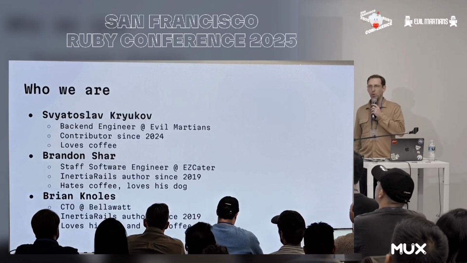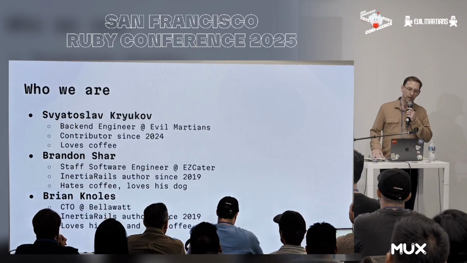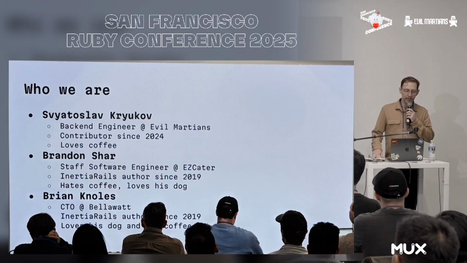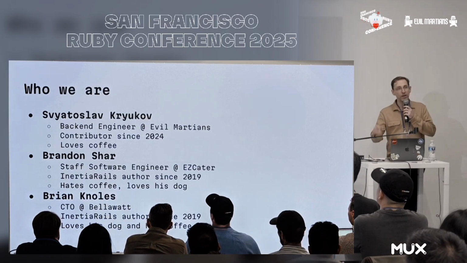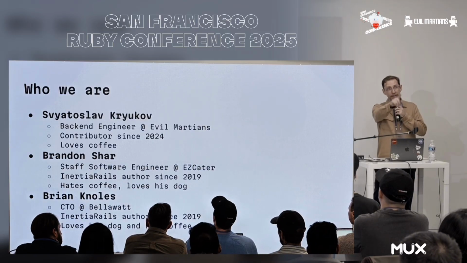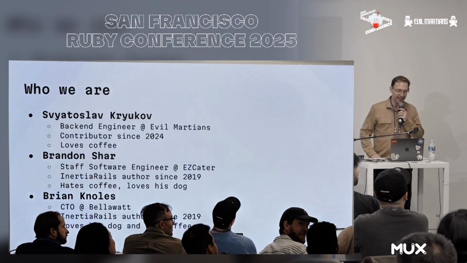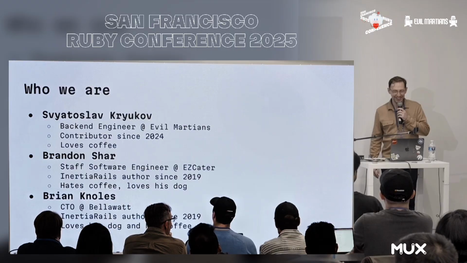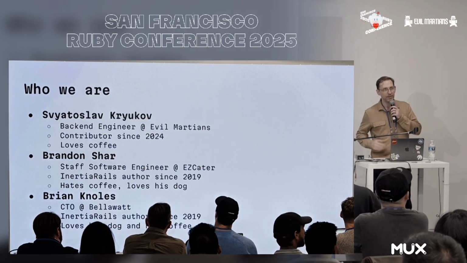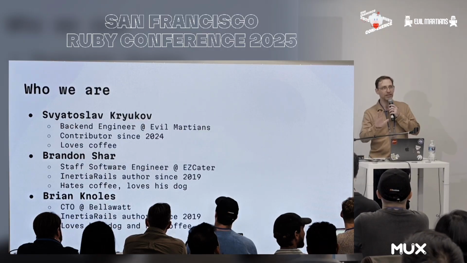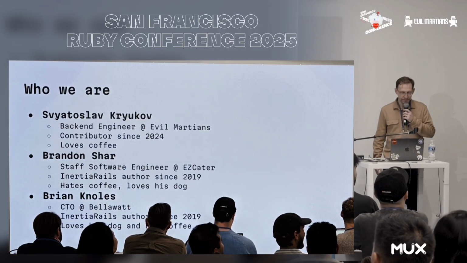Well, we are the three core maintainers of the Inertia Rails adapter, or the adapter for Ruby on Rails for Inertia.js. We've got Svyatoslav. Svat there, you want to wave? He is a back-end engineer at Evil Martians, and he loves coffee. That's very important to know about him. He is well caffeinated, barely slept last night, so we're hoping he'll stay awake.